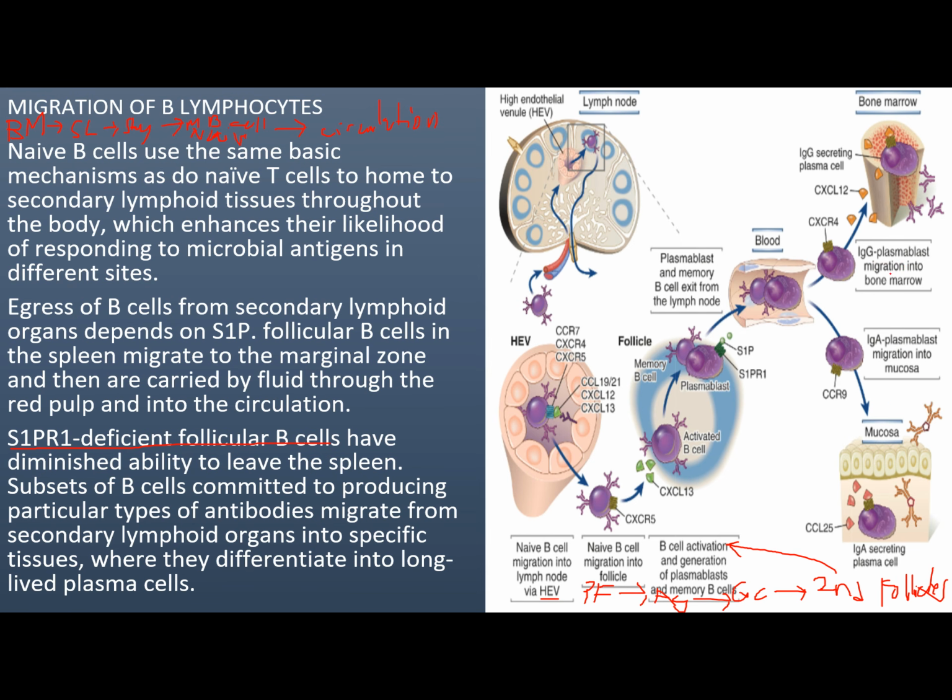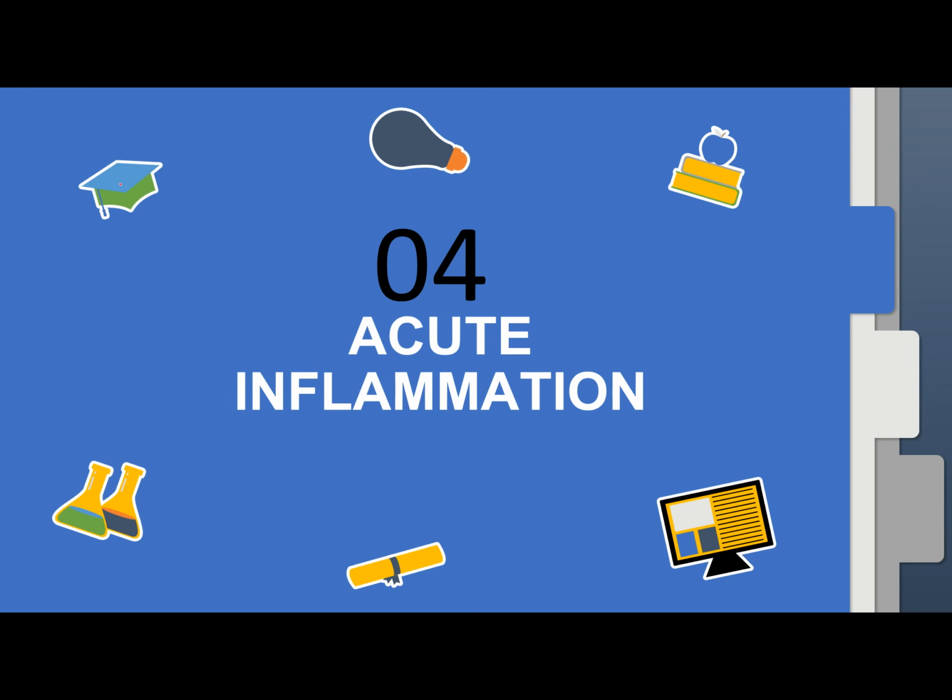If it migrates into the bone marrow, it would now become your IgG secreting plasma cell. IgG class is a class of antibody. We will tackle that further in the module 6. While if it's an IgA plasmablast, it would go to the mucosa, becoming IgA secreting plasma cell. IgA class is also another class of antibodies. So I hope that was clear.